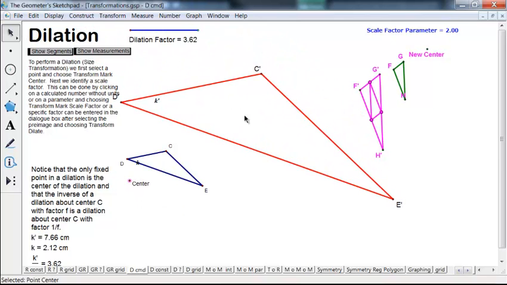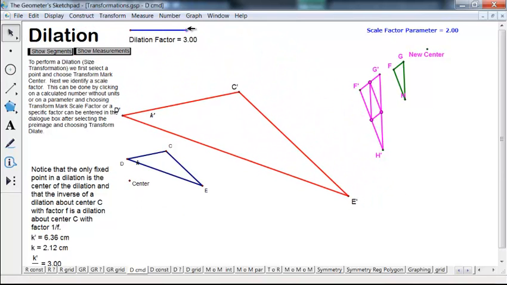So look what happens with the dilation. Every length in the image is the dilation factor times the corresponding length in the original. By definition, if we multiply the distance from the center to the pre-image by the dilation factor, we get the distance from the center to the image.